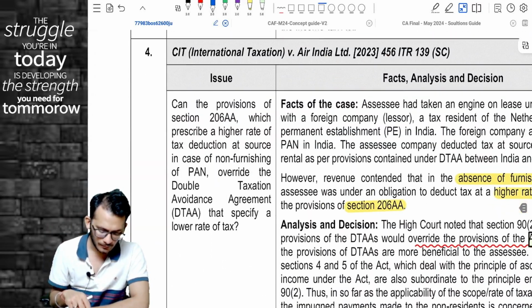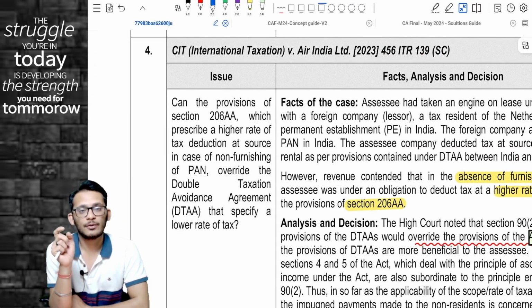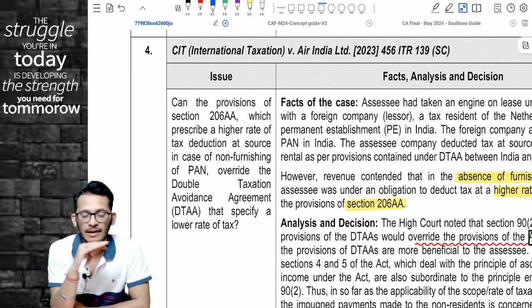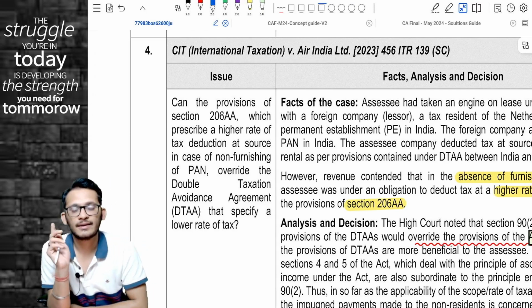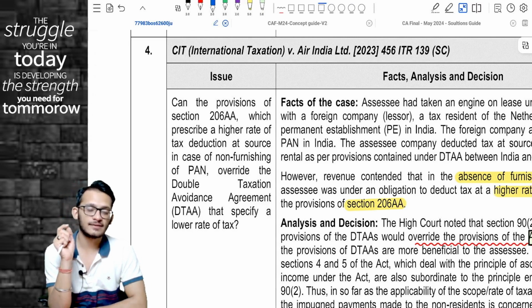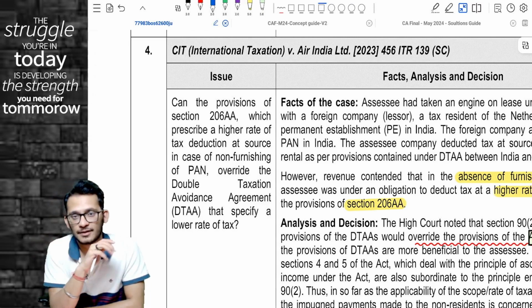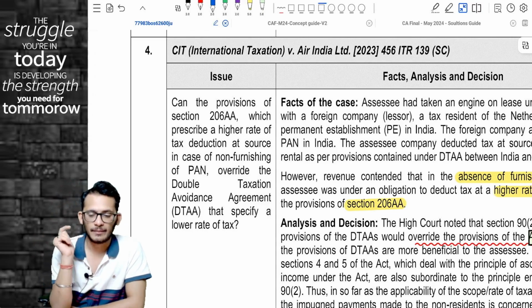Case law number 4, here they are saying that if a non-resident is entering into a transaction with a resident and the payment is made by a resident to a non-resident, as per the beneficial provisions of DTAA, then the DTAA rate is what would apply. The assessing officer cannot contend that the PAN number is not available with the non-resident, and therefore apply section 206AA with a higher rate of 20%. That would not apply. DTAA provisions would override even 206AA.